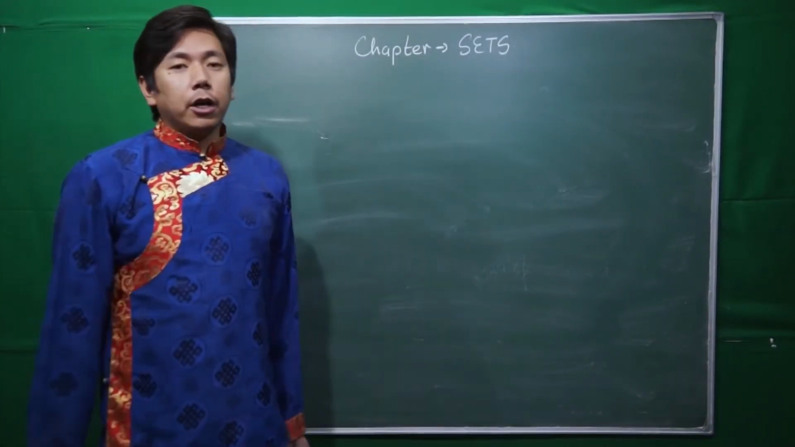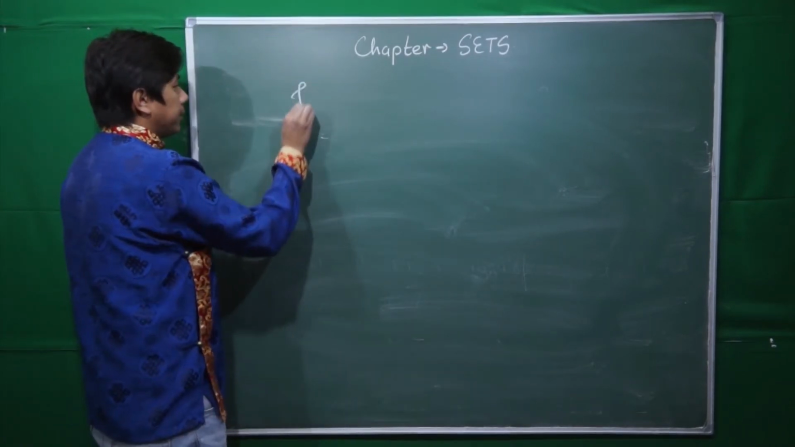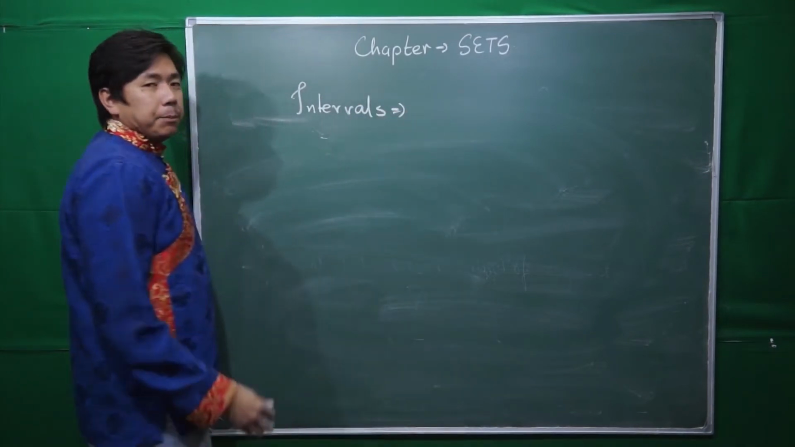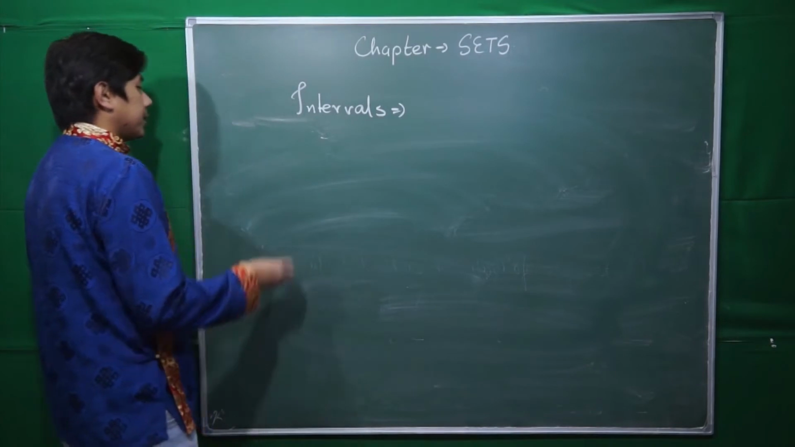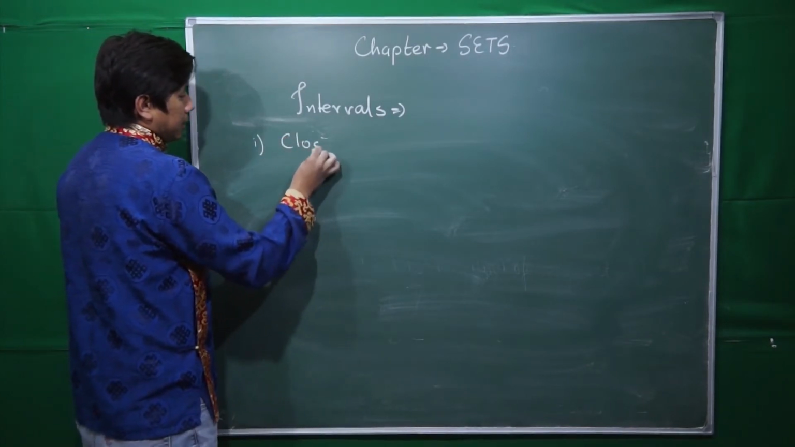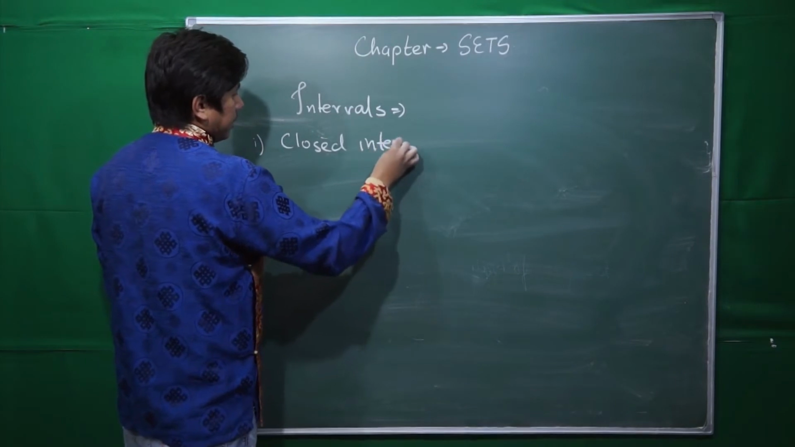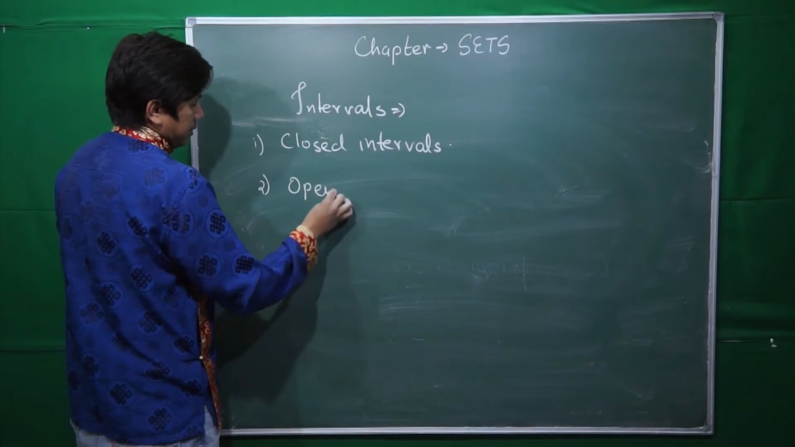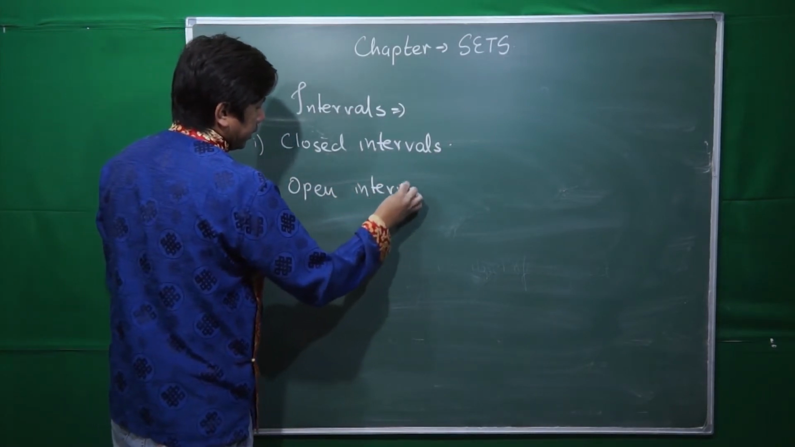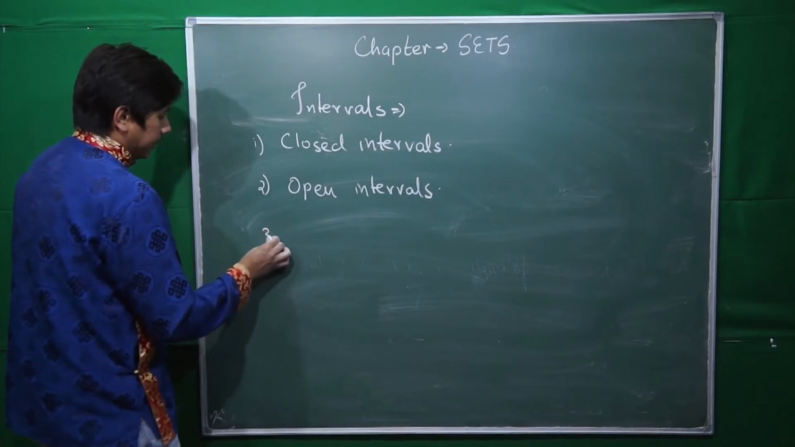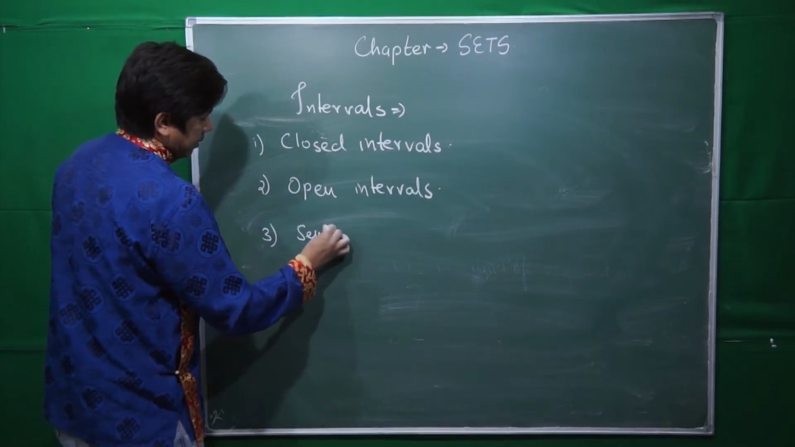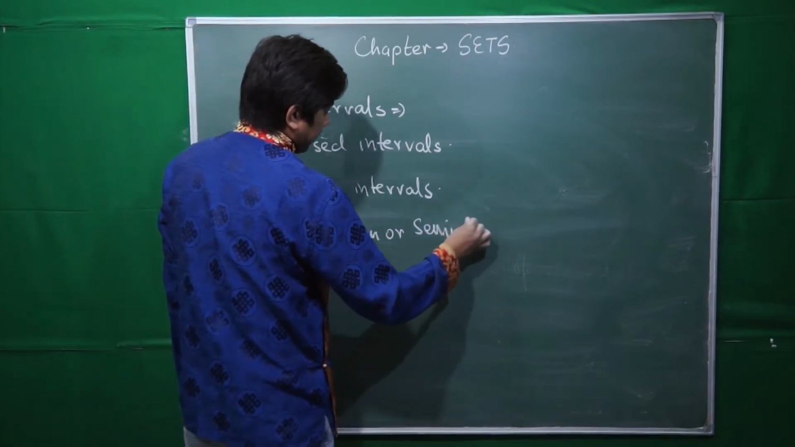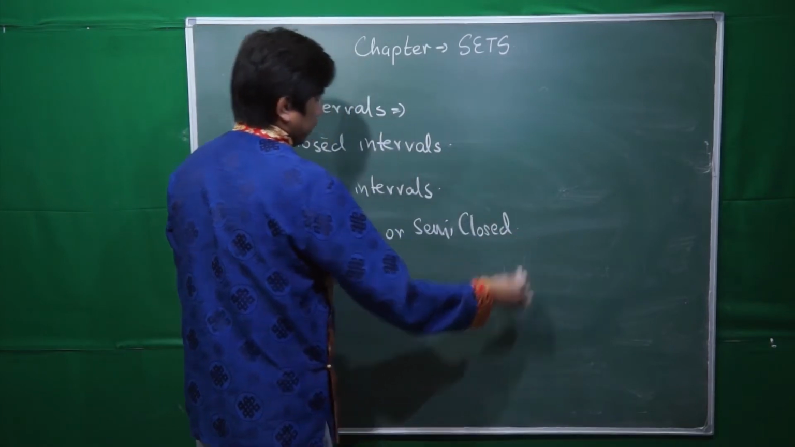So next we are going to talk about intervals and their representation. There can usually be 3 intervals in mathematics. First interval is closed intervals. Second one is open intervals. And third one is semi-open or semi-closed. Okay.